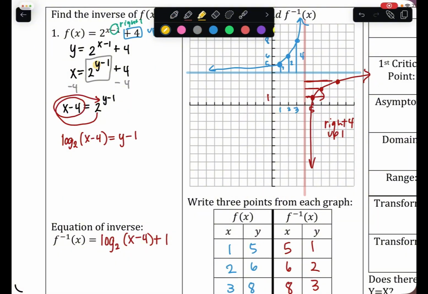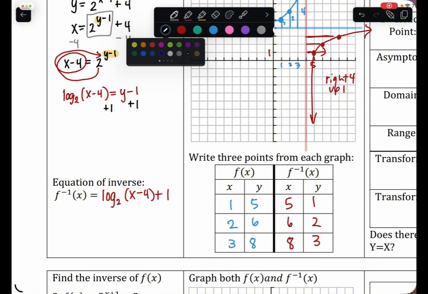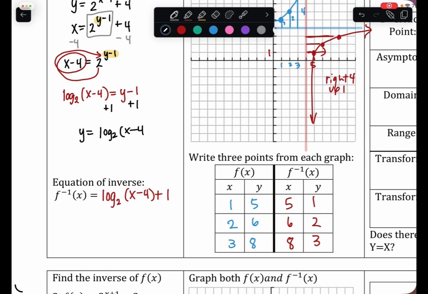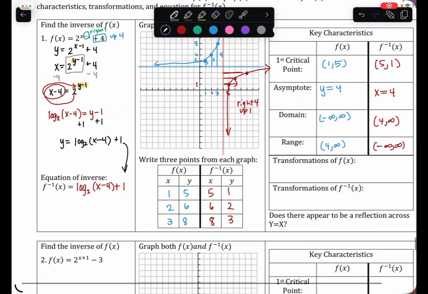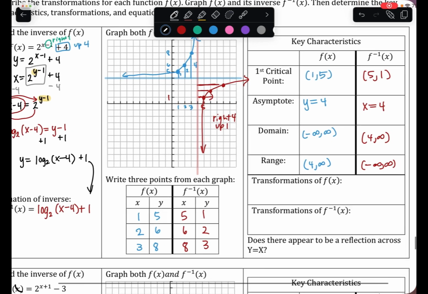The only way to get something out of the exponent is to convert it to logarithmic form. Okay, and then my last step is just to add 1 to both sides. It's going to stay outside the log. And so that leaves me with y equals log base 2 of x minus 4, plus 1, which is exactly what we got graphically. Okay, and so the transformations for f of x were right 1, up 4.